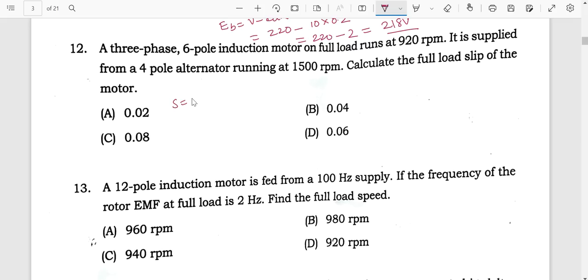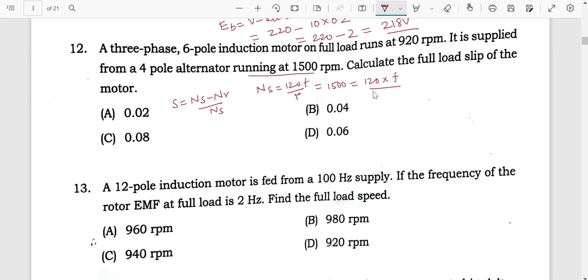So yes, we need to calculate. S is nothing but (Ns minus Nr) by Ns. First of all, a three-phase 6-pole induction motor on full load runs at 920 rpm. It is supplied from a 4-pole alternator, running at 1500 rpm. So from this we can calculate Ns is equal to 120 f by P. Ns is 1500, 120 into f we don't know. Generally the f value will be 50, as an assumption.